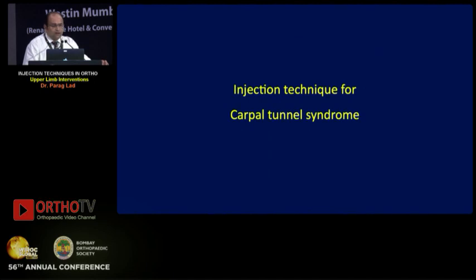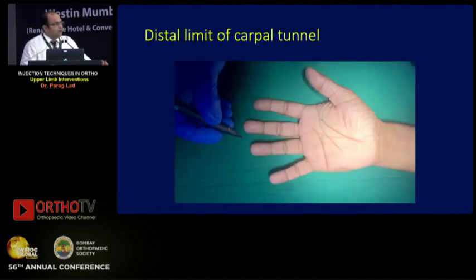Then the injection technique for carpal tunnel syndrome: mainly carpal tunnel syndrome occurring in a pregnant woman, or early stages where we do not see any motor deficit, and mainly patients who have symptoms only at night. We call it night cries. They have only paresthesia if they hold their phone for a longer duration, and they get numbness. If activities of daily living are not hampered, then we consider an injection in the carpal tunnel.